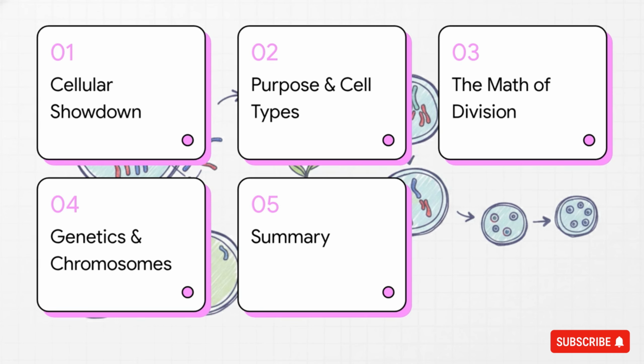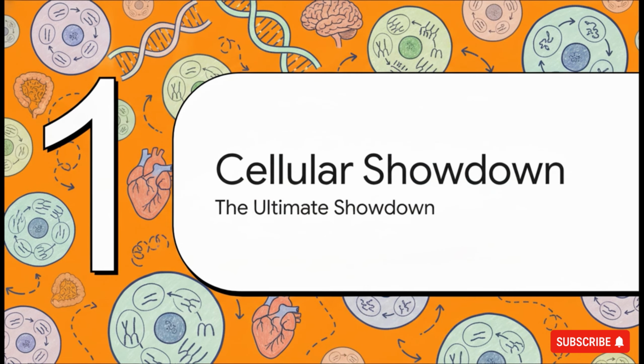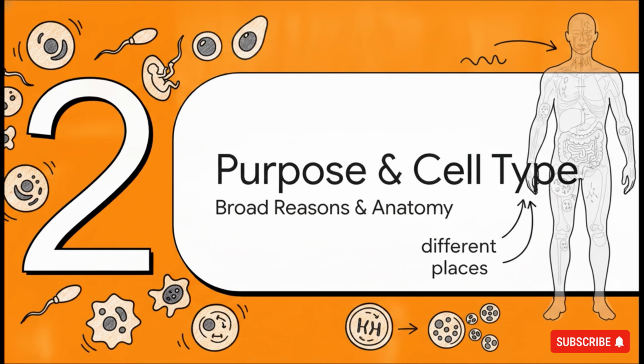We'll untangle these processes using 5 key metrics: the ultimate cellular showdown, purpose and cell types, the math of division, genetics and chromosome counts, and finally, we'll wrap it up with a clear summary of the differences. Starting off with Section 1, the ultimate cellular showdown, taking a macro-level view. Which leads us right into Section 2, purpose and cell types.